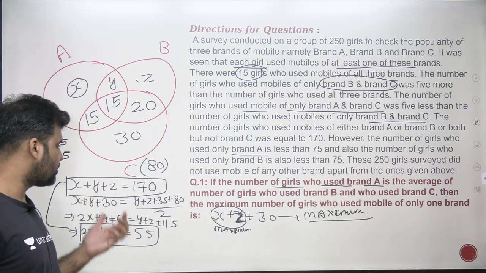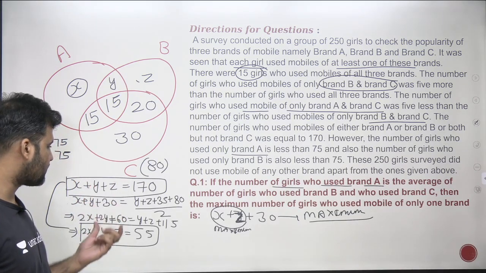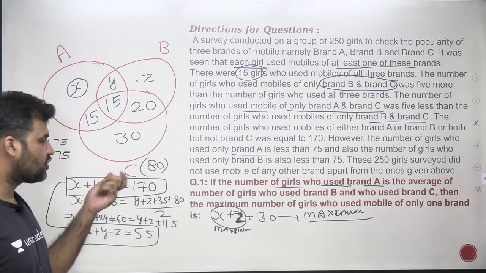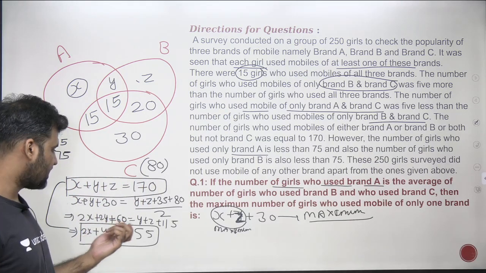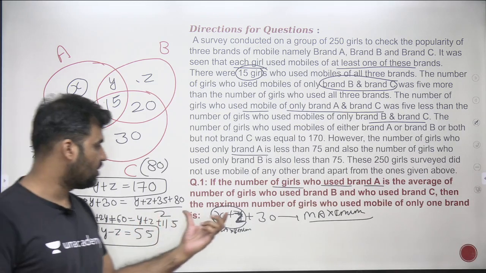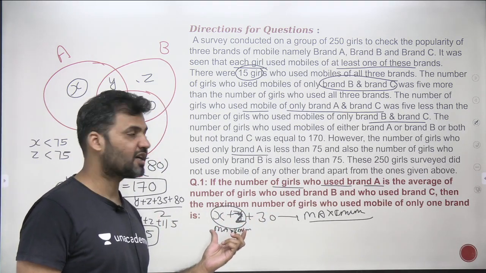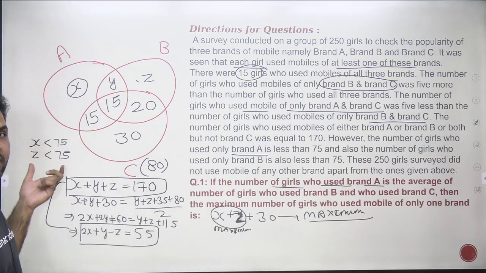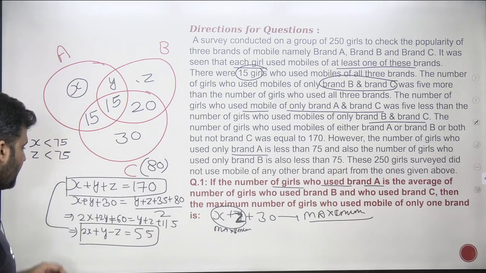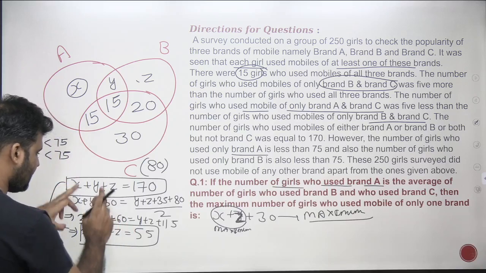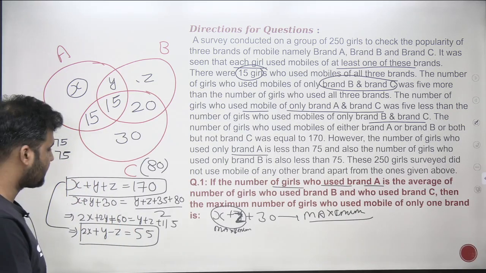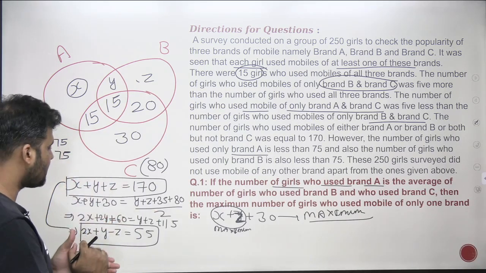Because this is the condition which has been given in the question in terms of x, y and z. That x plus y plus z should be 170, 2x plus y minus z should be 55. And we need to maximize this value. And to maximize it, I need to keep x and z maximum. And the condition is x and z should be less than 75. Now you see that these are the two equations with three variables and we don't have any other equation in terms of x, y and z.